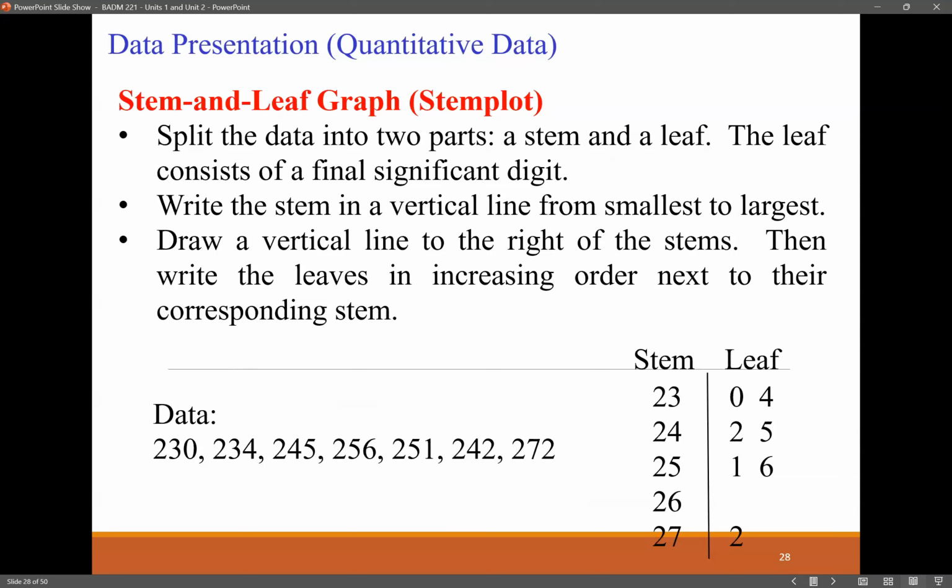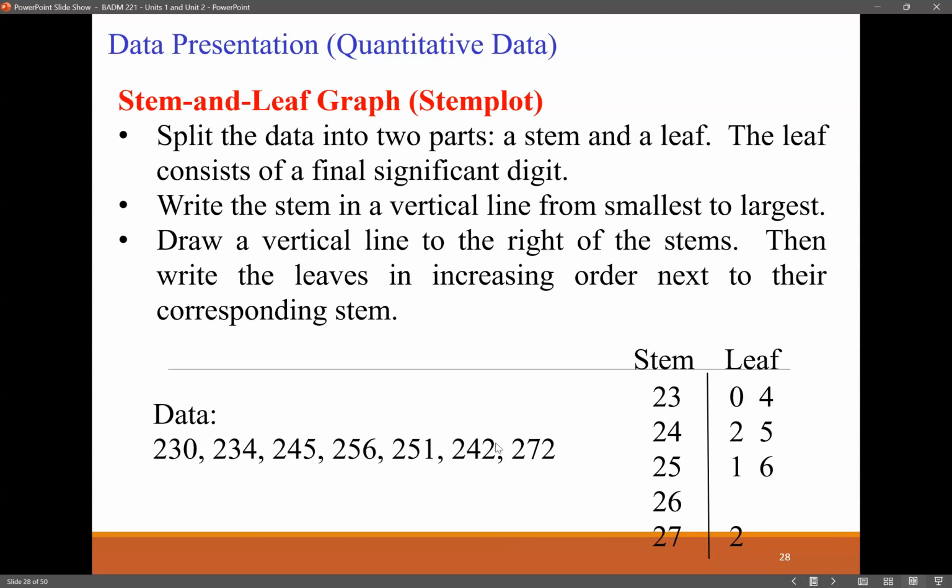Stem and leaf graph. This is another way of representing the data. It doesn't include any visualization, but it helps when there is a large number of data with the same first two numbers. So stem and leaf representation helps you in organizing the data. So how can we represent it?